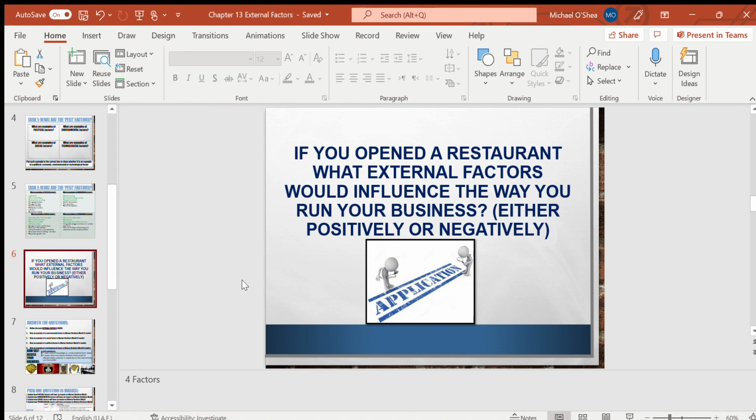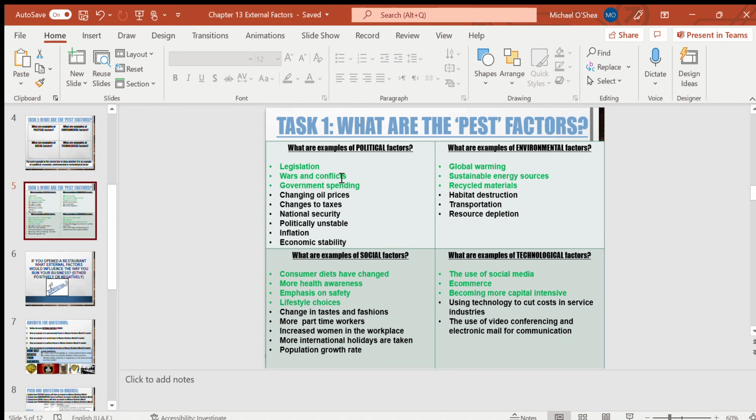I need you to write your answer by looking first of all at each of the four and looking at them from a positive and negative standpoint. You're going to need at least two factors from each. So make two points about political, preferably one positive point and one negative point about how politics could affect the way you run your restaurant. One positive, one negative to do with environmental, one positive, one negative to do with social, and one positive and one negative to do with technology. That way you'll end up with your eight points.